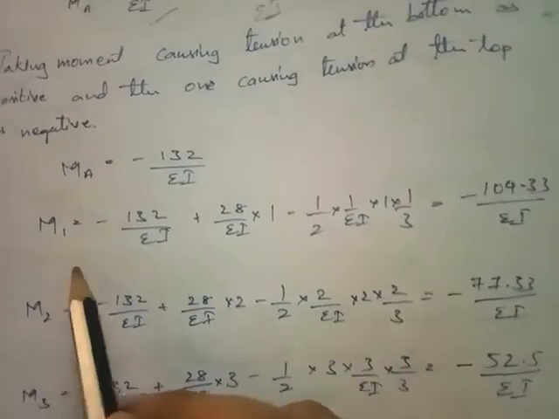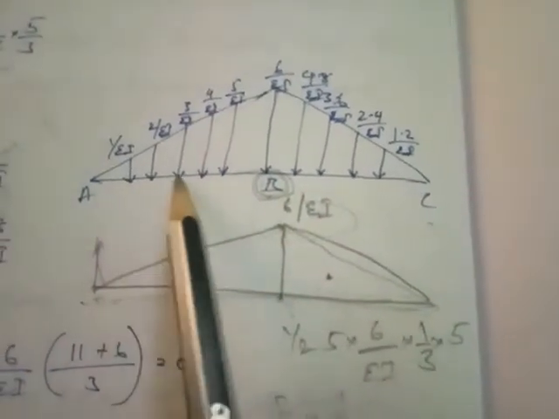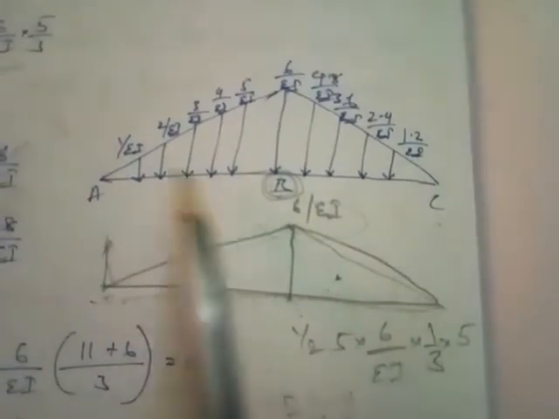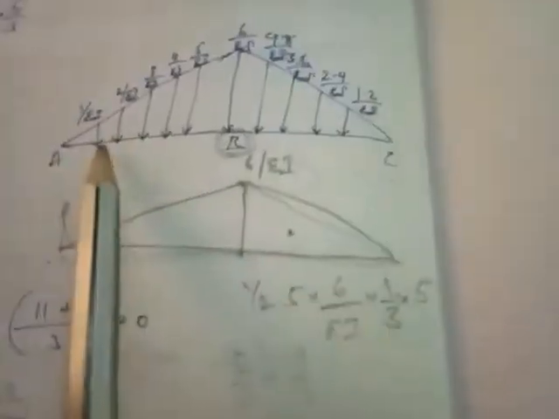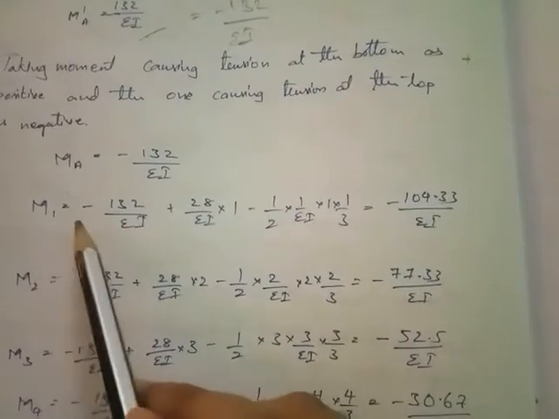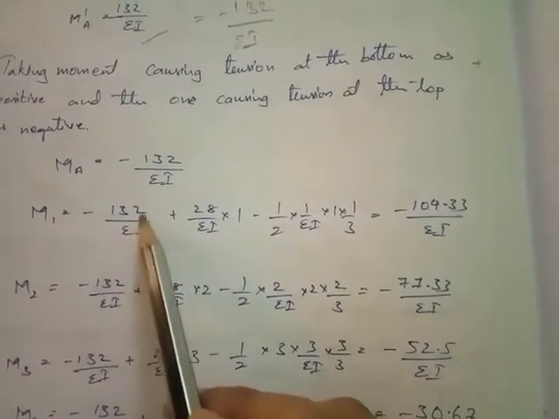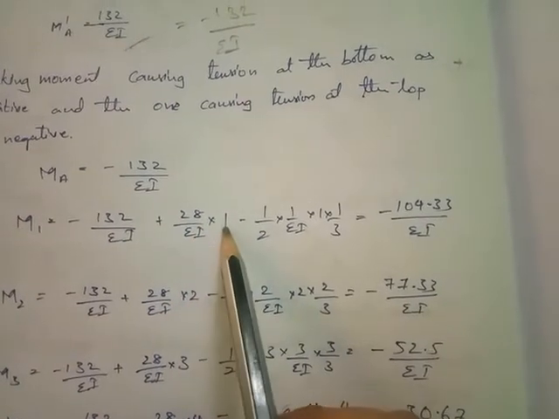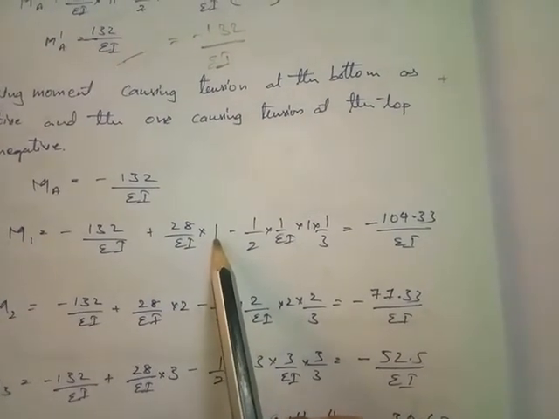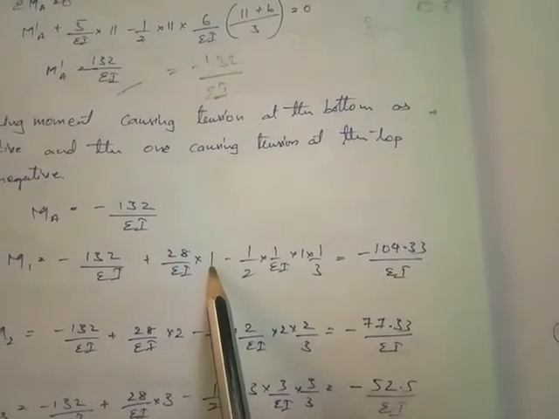Here we have developed 9 ordinates. For each ordinate we are finding the values. First, M1 is the ordinate with respect to 1, so that ordinate is equal to minus 132 by EA plus 28 by EA into 1. 28 by EA is the reaction RA.